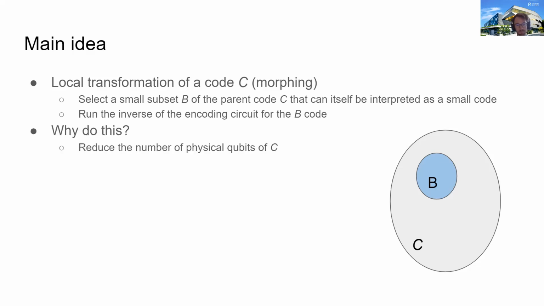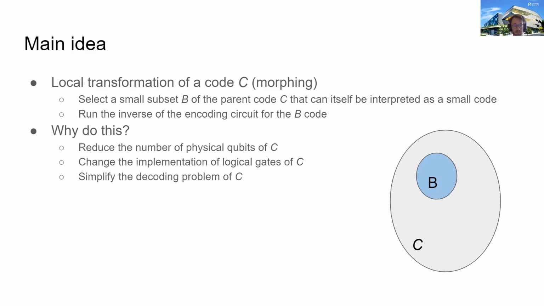But I just want to quickly think about why we would want to do this. So one thing this will do clearly is reduce the number of physical qubits of C. And this might be a useful thing to do because, in general, qubits are expensive, so needing fewer of them is better. Also, it's going to change how you implement the logical gates that you have available in the code C, which might also be useful. And this is how we're going to connect with the work that Thomas just presented. And the third thing that might happen is you can actually simplify the decoding problem for C, and we'll see an example of this.